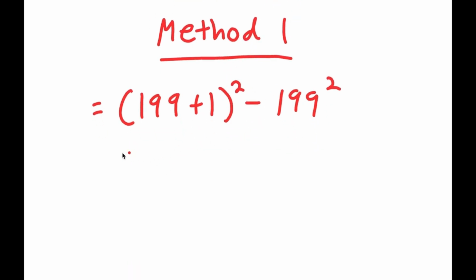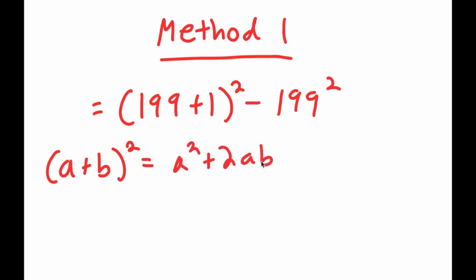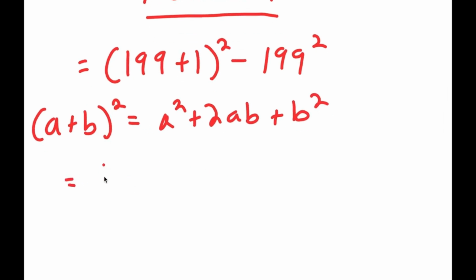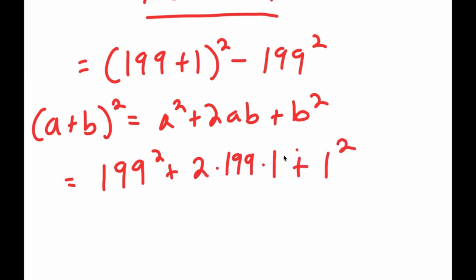And from here, I can use an algebraic property that states that if I have something in the form a plus b squared, this is equal to a squared plus 2ab plus b squared. So 199 plus 1 squared, I'm going to write as 199 squared plus 2 times 199 times 1 plus 1 squared. And at the end, I have minus 199 squared.